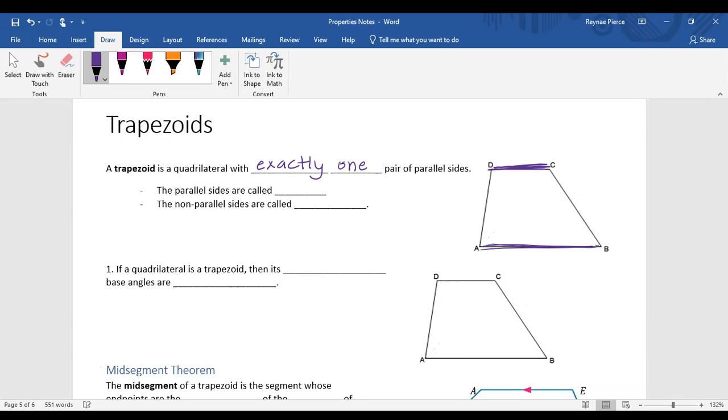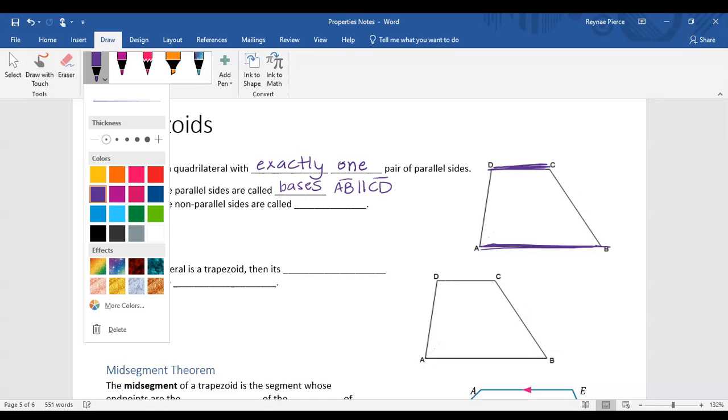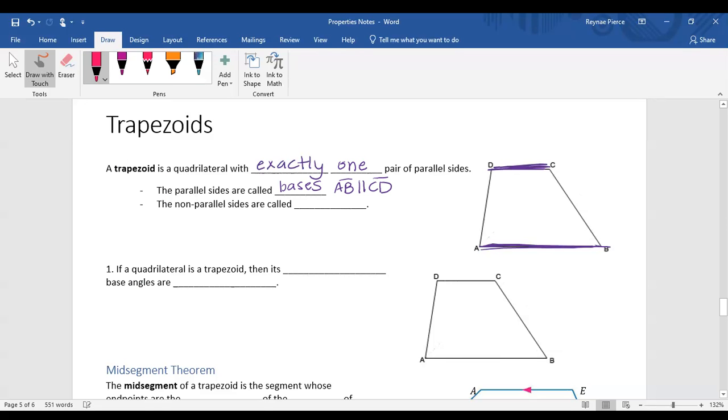So here in this picture, since AB is parallel to CD, those are our bases. The non-parallel sides here, AD and BC, those are called the legs. And for a general trapezoid, there's no special relationship between the legs.